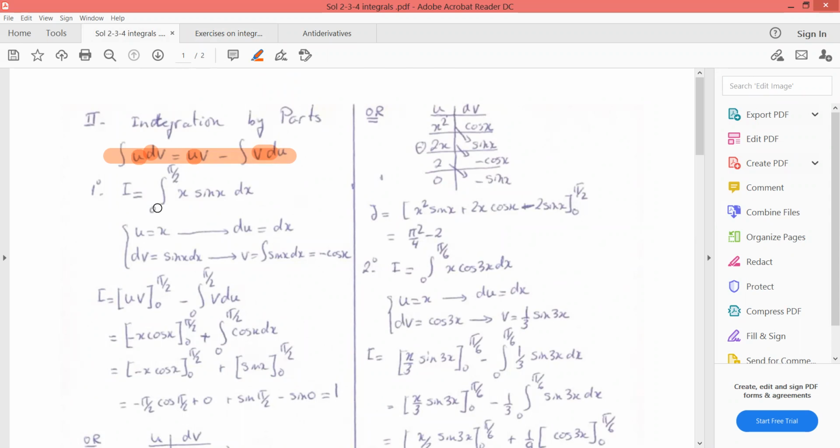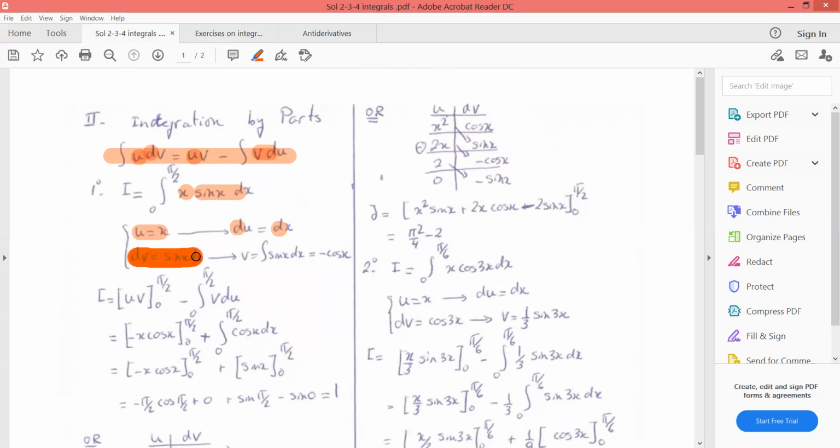So I have I, the integral from 0 to pi over 2 of x sine x dx. Always I take the polynomial part as u. I say u equals x. From u I can calculate du by making the derivative. Derivative of x is how much? Is 1. So it is 1 dx. And I take dv, the second part, which is sine x dx.